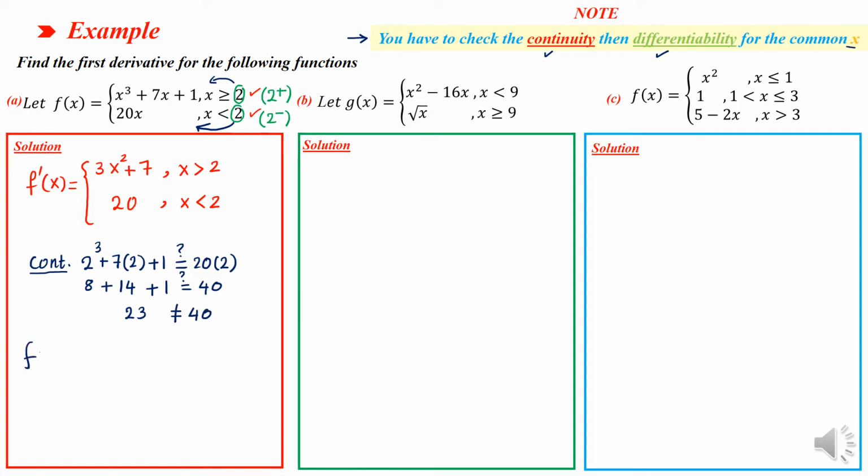So f of x is discontinuous at x equals 2, which means it is not differentiable at x equals 2. So f prime of 2 does not exist. So you have to complete here, and you have to write does not exist when x equals 2.